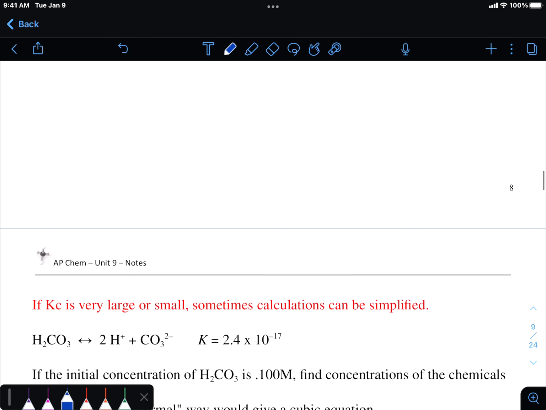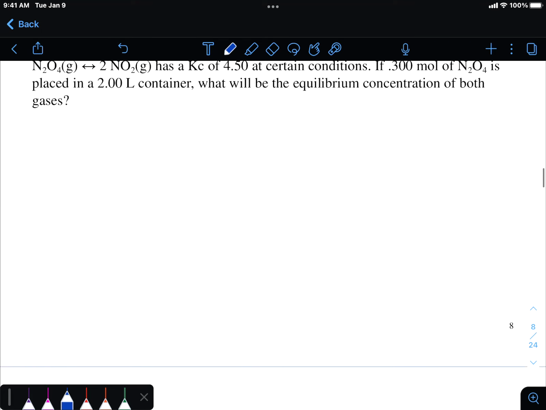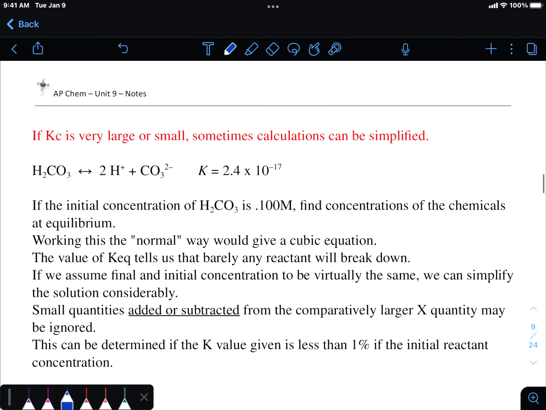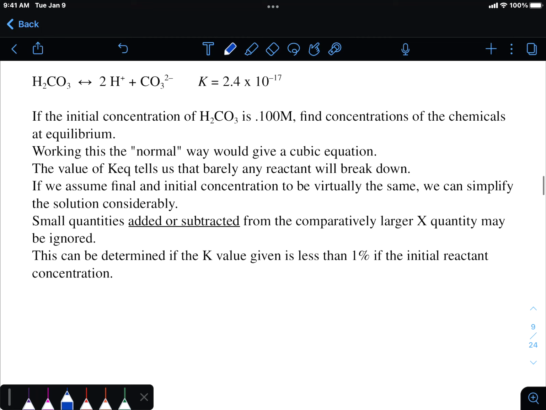So, I'm going to skip these two for now, and I'm going to assume that you can do those based on the examples that we have done. This is the last one I want to talk about for today. Sometimes you have an equilibrium constant that's just crazy. Look at this: 2.4 times 10 to the negative 17th. What in the world? That's such a small ratio. So let's work this problem, and then we'll talk about what to do with that constant.